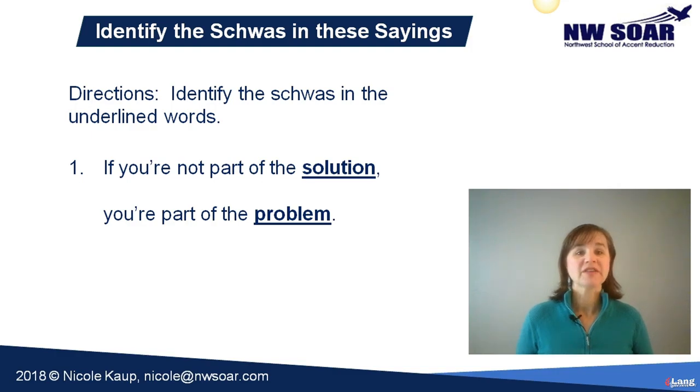If you're not part of the solution, you're part of the problem. And you'll notice there are 3 schwas. There's one in the O in solution, and there's one in the IO in solution. Both of them are pronounced solution, solution. And problem, the E, is also a schwa. Problem, problem.